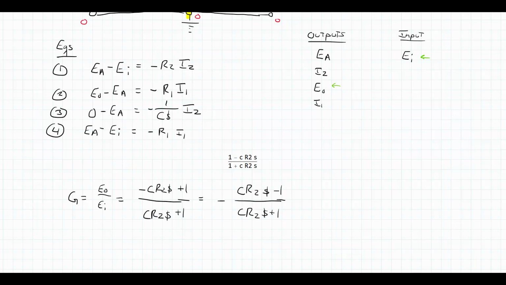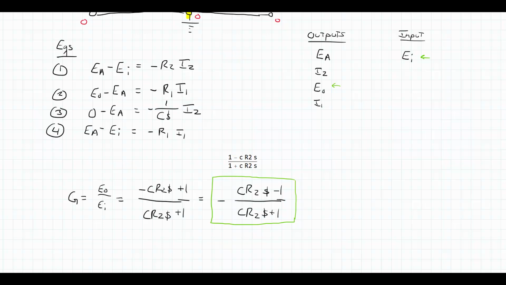So yeah, I didn't change anything. I just factored out that negative and put it out in front. And that is the way I'm going to prefer to write this transfer function. Now, if we look at it, it definitely looks different than the previous one we saw.